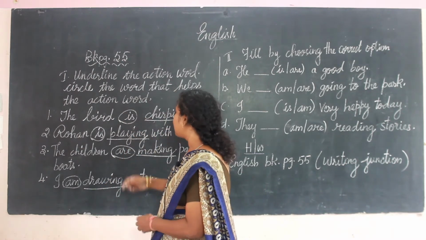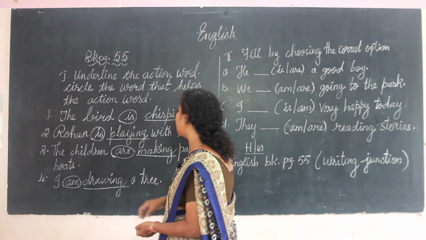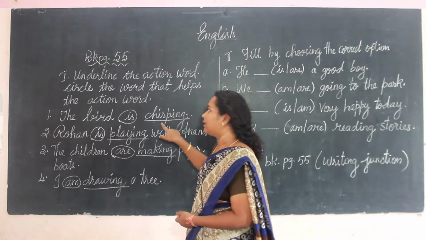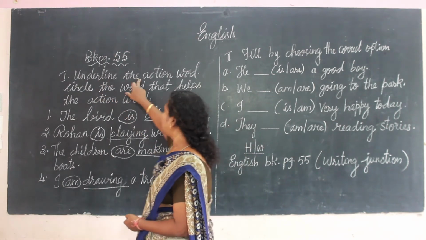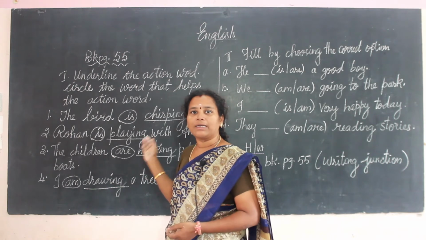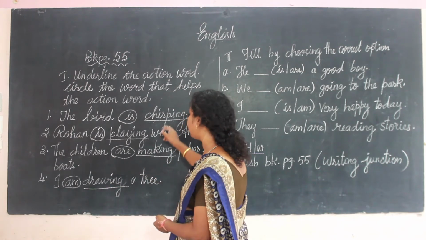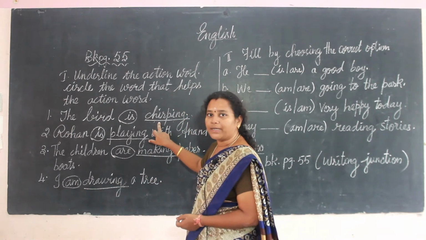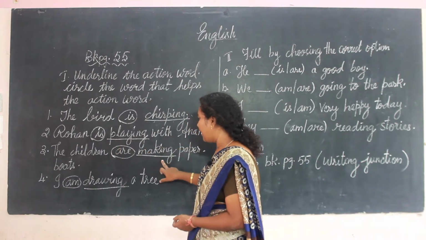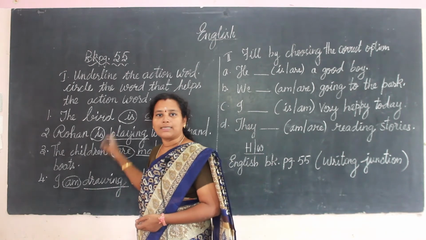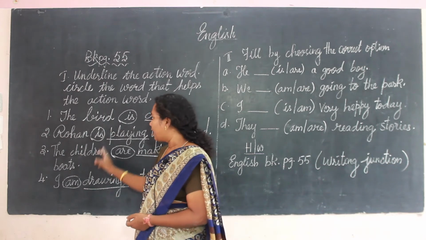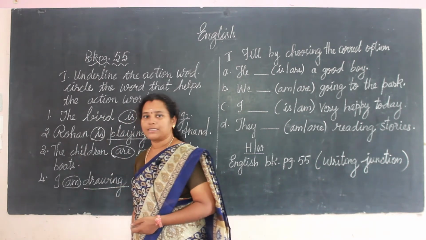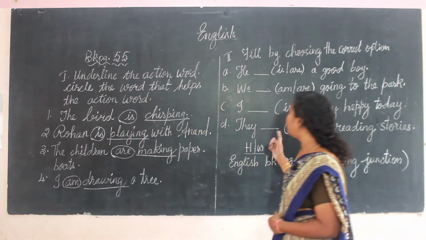So what are the action words over here? Chirping. That we have underlined. What did they tell us? Underline the action words. So we have underlined the action words. What are the action words? Chirping, playing, making, drawing. These are the action words and these are the helping words. So now let us move to the next one.